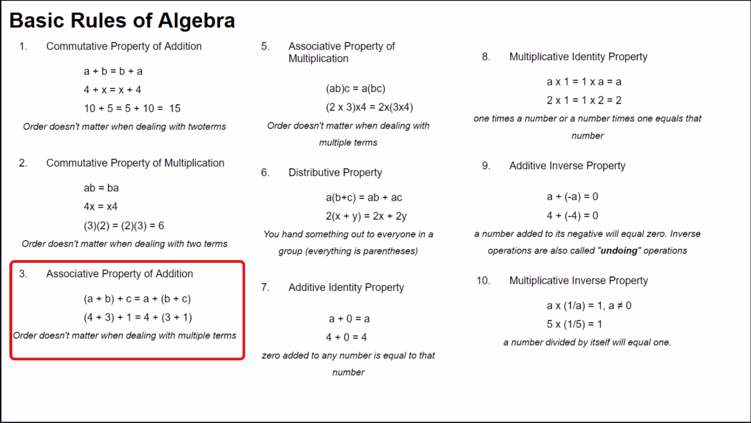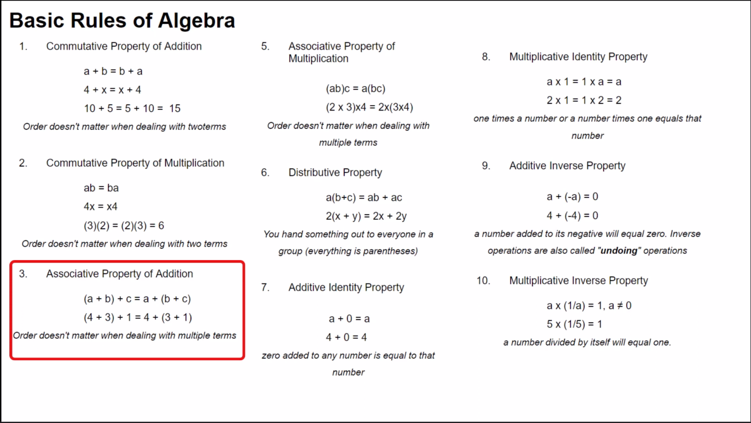When you think of associative property of addition, you're generally dealing with more than two terms. So a good way to memorize this is that order doesn't matter when dealing with multiple terms. For three numbers A, B, and C, you can add A and B together, then add C to them, and you'll get the same result as if you took A and then added B plus C to that.